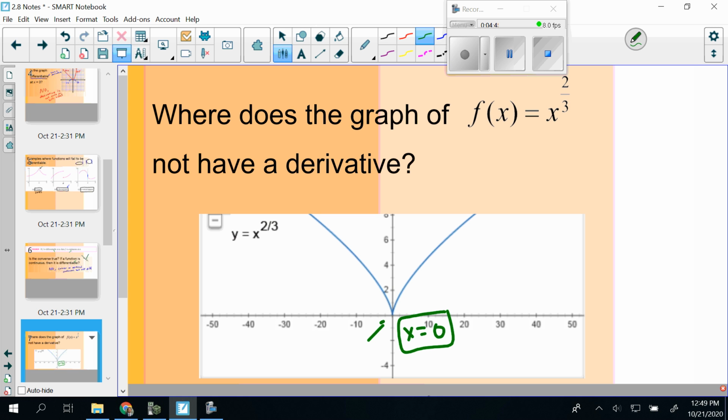You've got a corner or cusp there. That would be an example of a cusp, but corner, same thing. You're not going to have a derivative at that point. So at x equals 0, there's no derivative. Otherwise, all the other points on this graph do have a rate of change or slope at those other points.